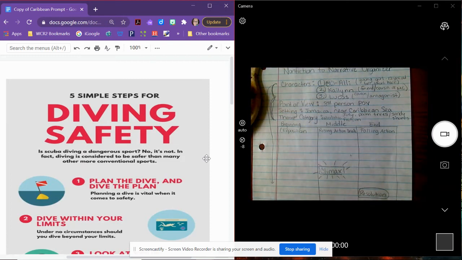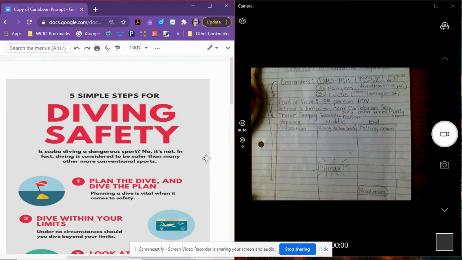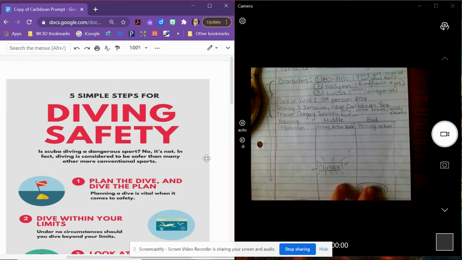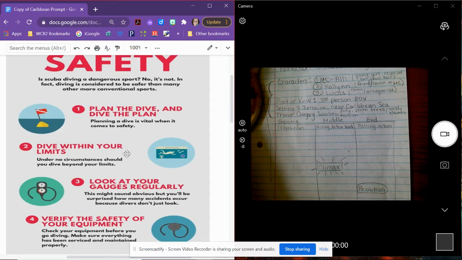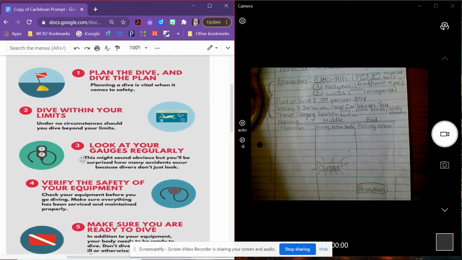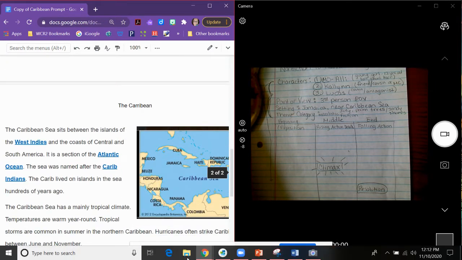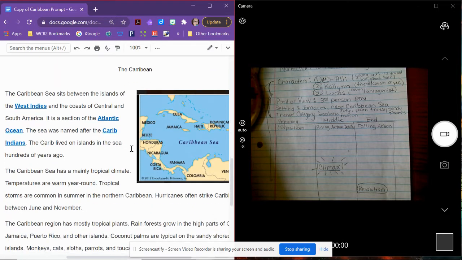So now we are going to start our story. We have to go back and look at our source again because it's been a little bit. So I'm going to reread my nonfiction source. I know that this is about diving and it has the five ways to be safe diving. And then I know that this is the nonfiction source, so I'm going to go ahead and read over it.